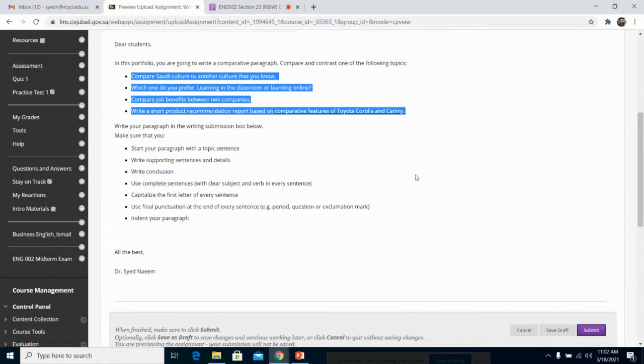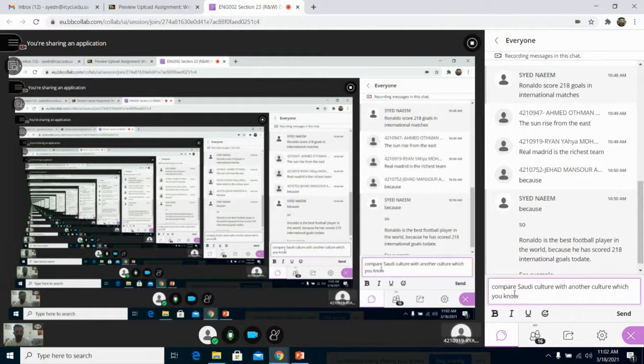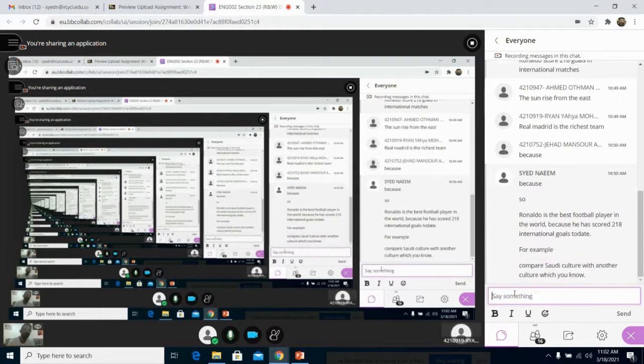So let's take another topic as an example of a topic sentence. Compare Saudi culture to another culture that you know. So what should be your topic sentence? Compare Saudi culture with another culture which you know. Now what do you do first? The first thing, what do you do? Can someone tell me?